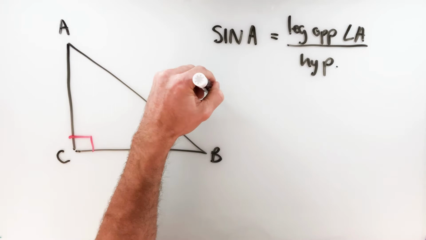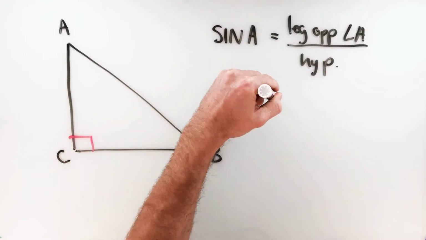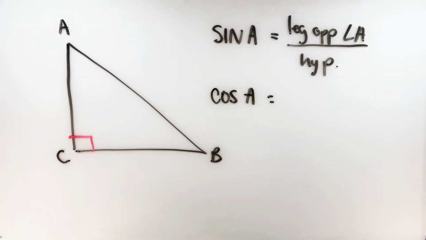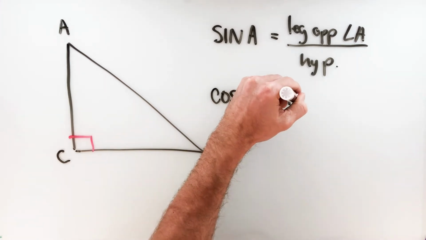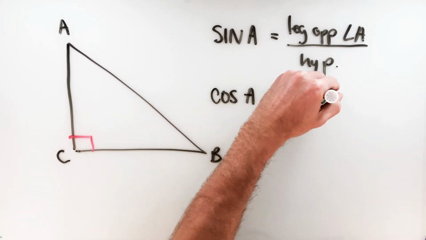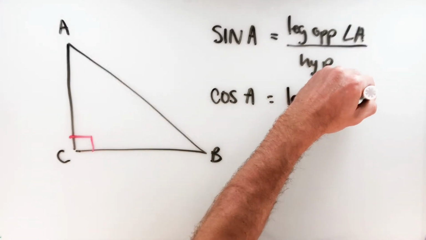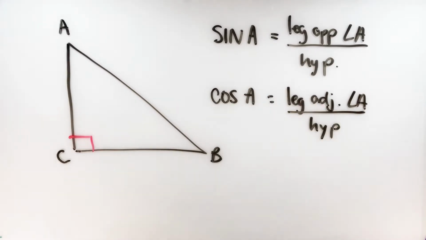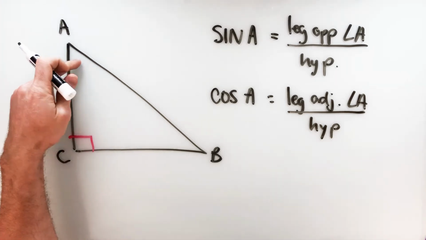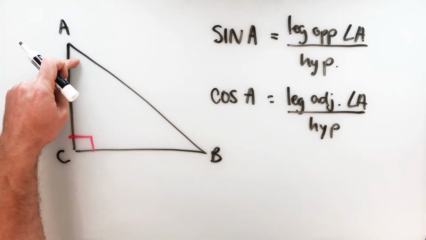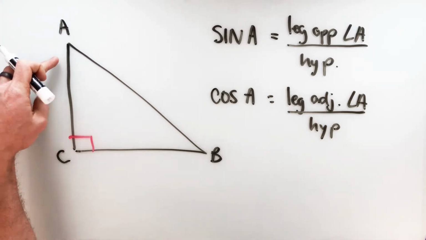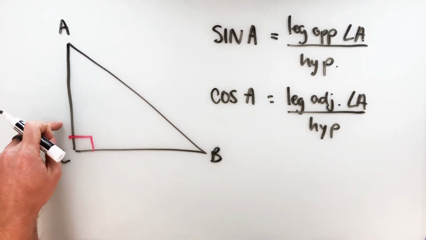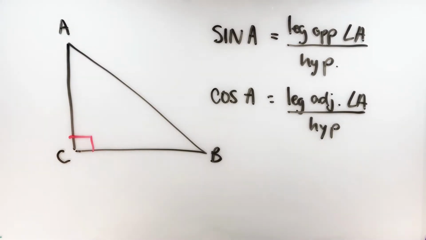The cosine, abbreviated COS, of acute angle A is equal to the length of the leg adjacent of angle A, again over the hypotenuse of the right triangle. So angle A, the length of the leg adjacent to angle A, adjacent meaning next to or touching, that would be this length right here, over the length again of the hypotenuse. Okay, so those are your ratios for sine and cosine.